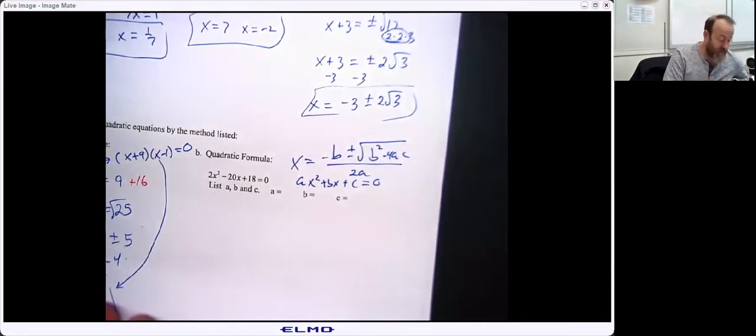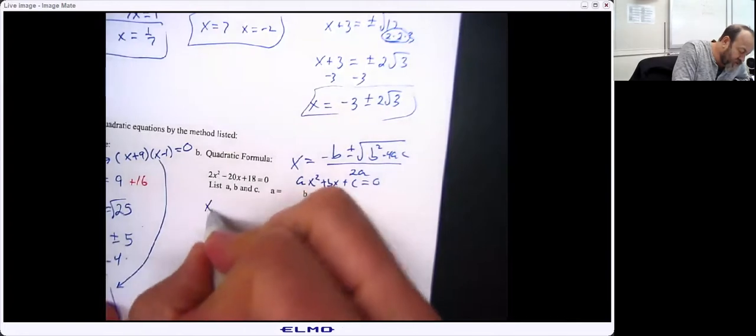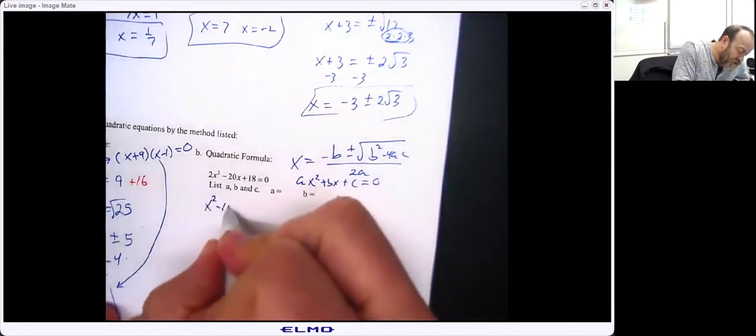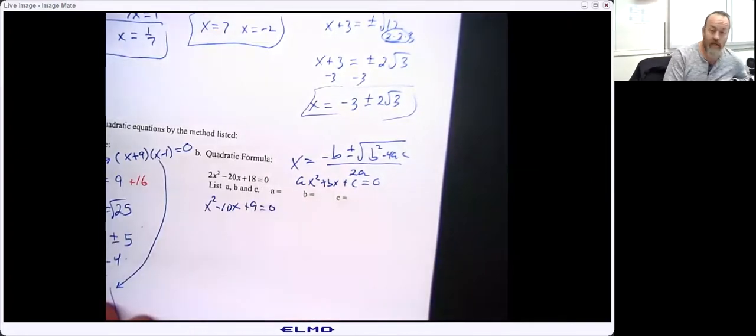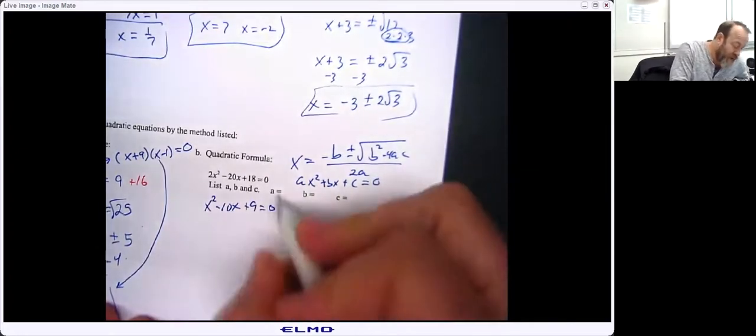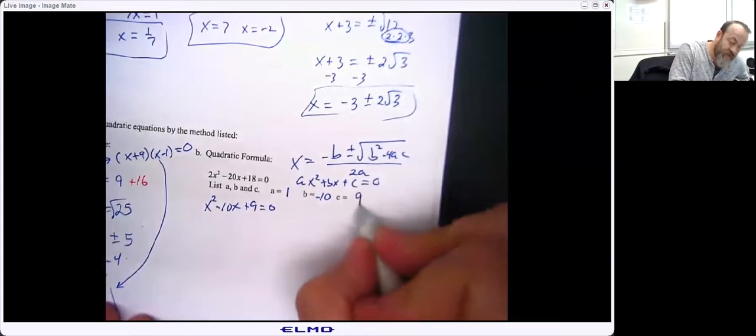However, before I do that problem, I want to do something a little bit tricky. I notice that every single one of these things is divisible by 2. So I'm going to divide by 2 here, here, here, and here, which is going to make my a value 1, my b value -10, and my c value 9.